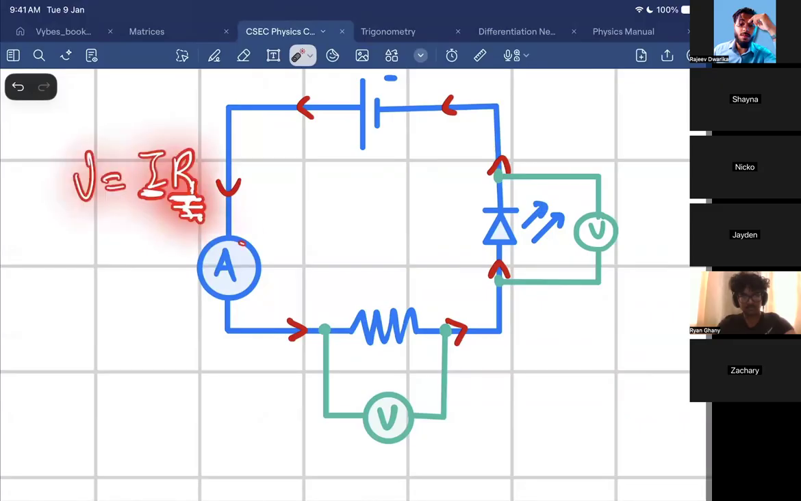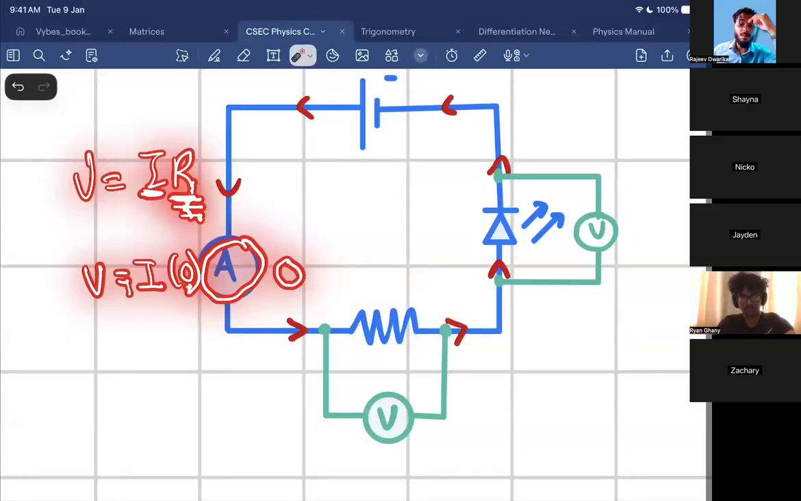Ryan, if the ammeter has a resistance of 0, what would the voltage be across it? 0, because we don't know what the current is, right? But if you know R is 0, anything times 0 is what? 0. Exactly.